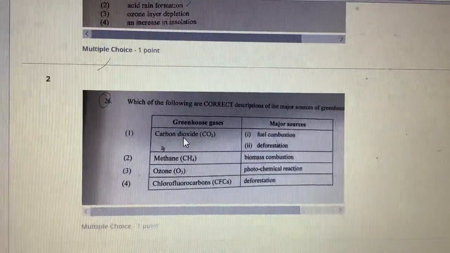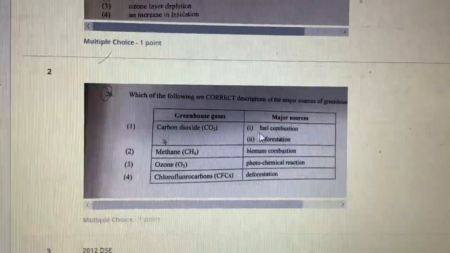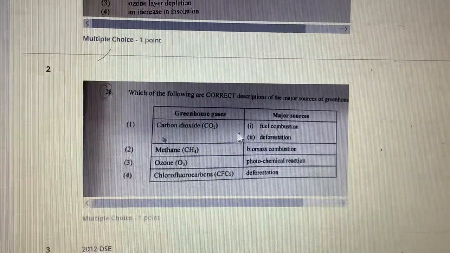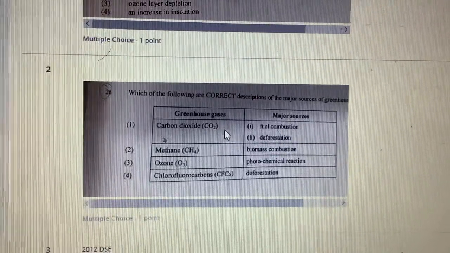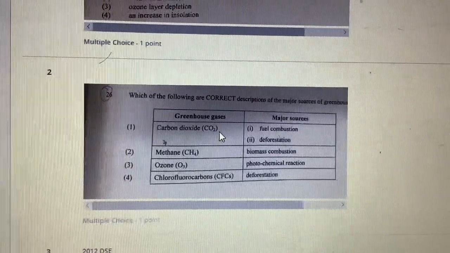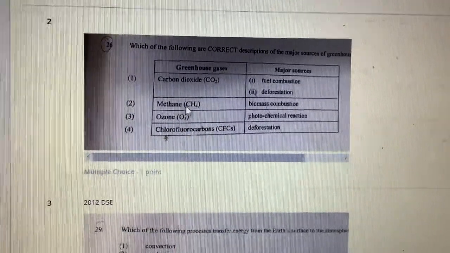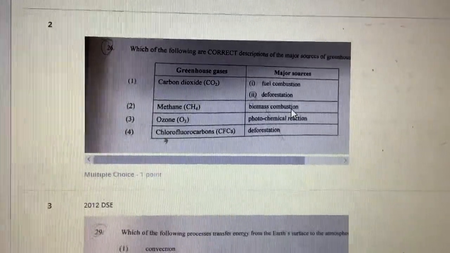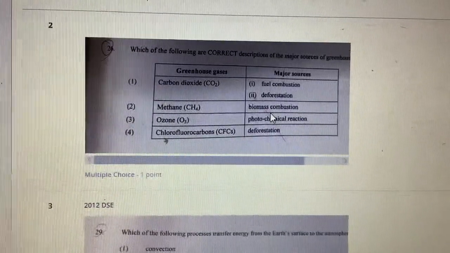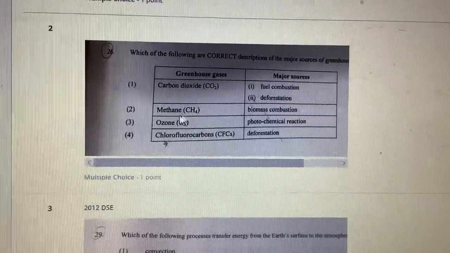And the next one, carbon dioxide. How is carbon dioxide formed? Fuel combustion will produce carbon dioxide, and then deforestation also will reduce the absorption of carbon dioxide. So this 1 is correct. And then number 2, methane will be caused by the biomass combustion, which is also correct. When we are having some incomplete combustion of the biomass, it will cause some methane to come out.